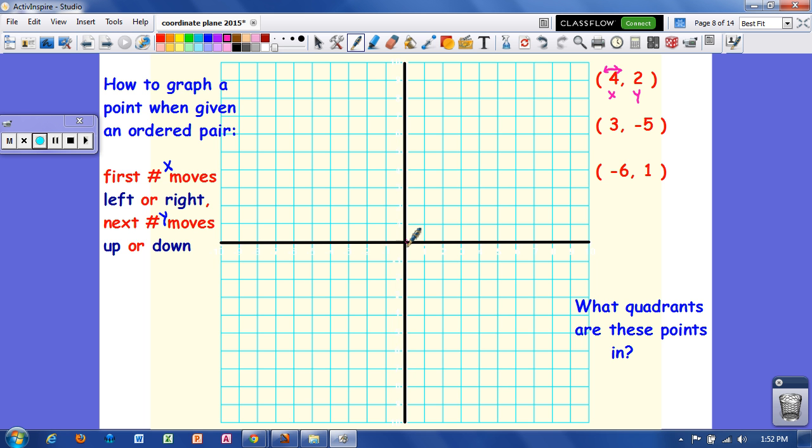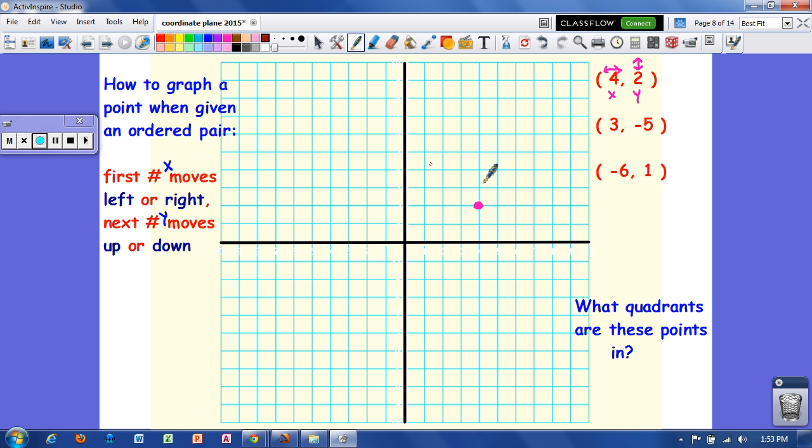So I'm going to start here at the origin. I have a positive 4, so I know that I'm going to go to the right 4 places. So I'm going to go 1, 2, 3, 4. Alright, now my y value is a positive 2. So y is going to either move up or down. So from the point 4, I am going to move up 2 because that's a positive 2. And that would be coordinate (4, 2).